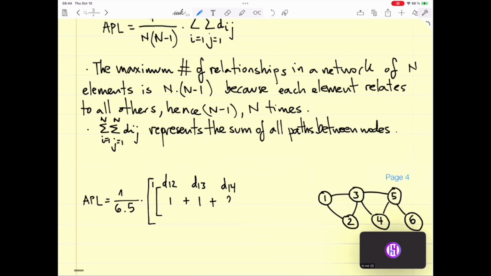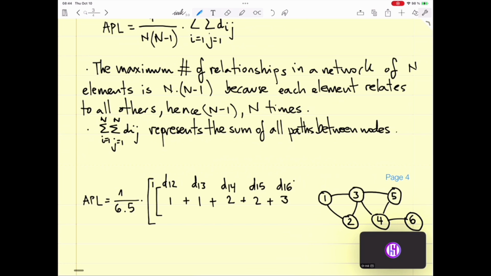2 steps. Distance between 1 and 5, 2. And then distance between 1 and 6, 1, 2, 3. Okay? Let me change this a bit to have the same example as above. I think we did this, but it's the same. So 1, 2, 3. Okay?